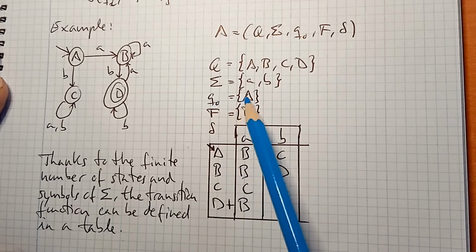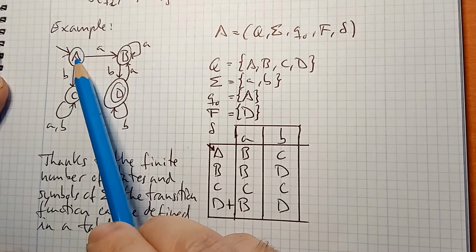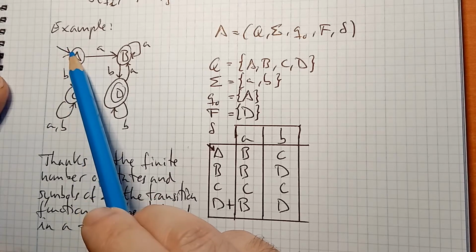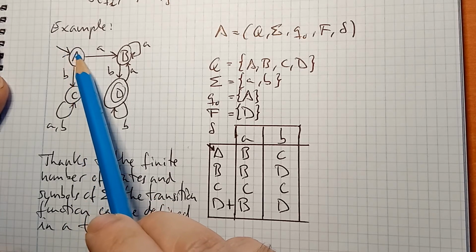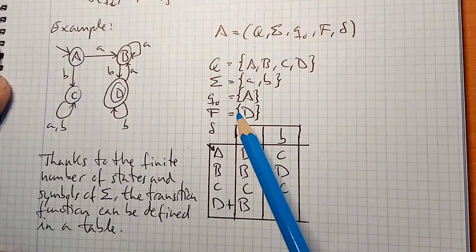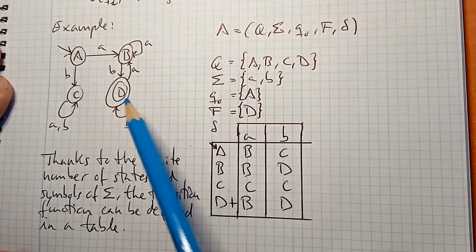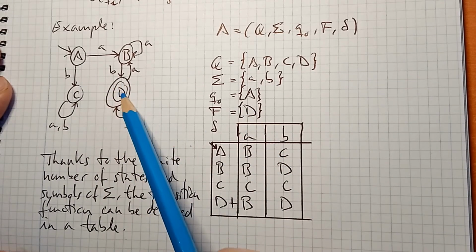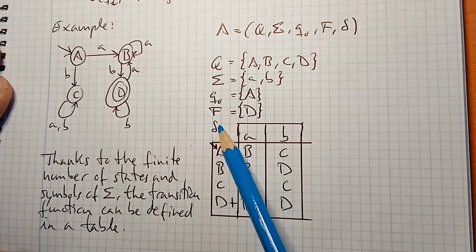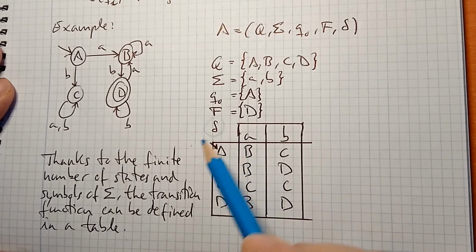Q0 is the initial state, A. Remember, the arrow is the starting point. The final state is D, because it has two circles. And this is the transition function.